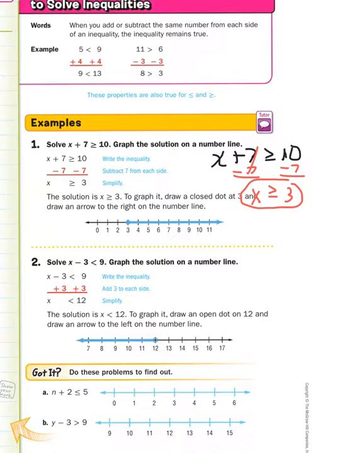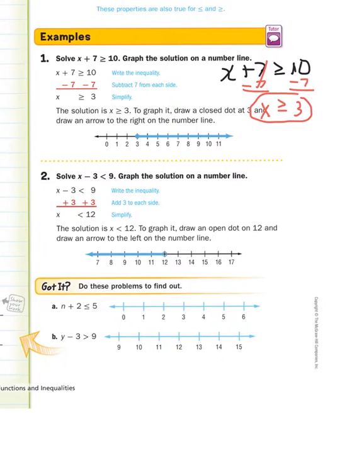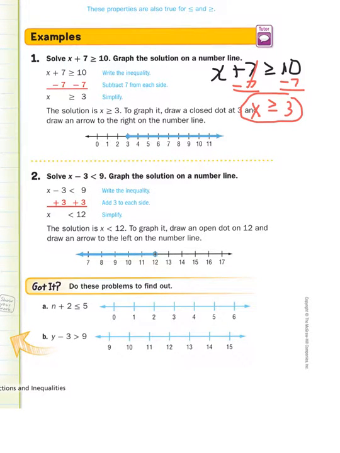Let's go down to problem A. You have to solve and graph n plus 2 is less than or equal to 5. So I want you to solve it just like an equation. You must show your work on both sides of this inequality. After you get your solution, graph it on the number line. Alright, try A, pause the video, and start it, see if you're right. Go.